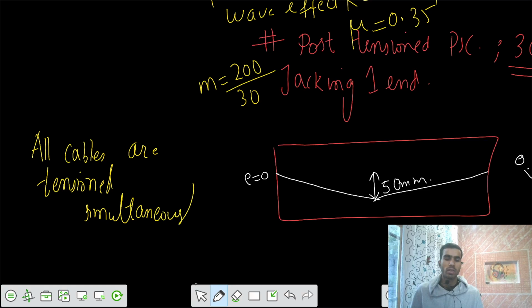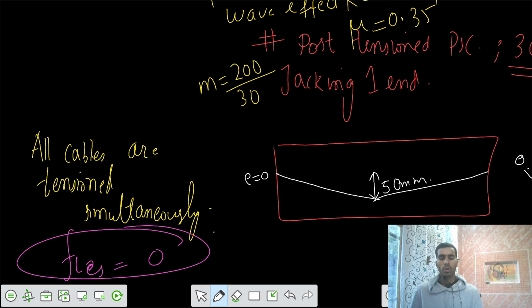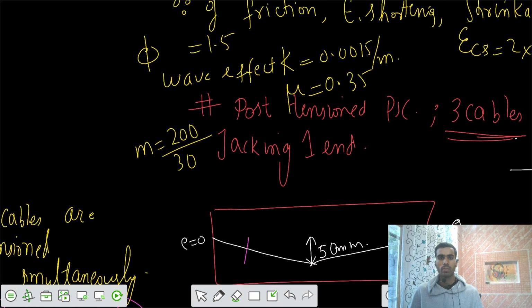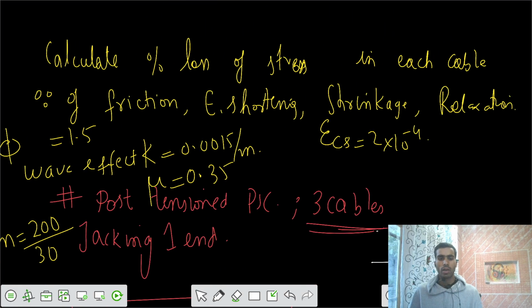Now, can you tell me what is the loss of stress because of elastic shortening? Because when we are tensioning all those simultaneously, is that loss equal to 0? Now I would say elastic shortening is over.